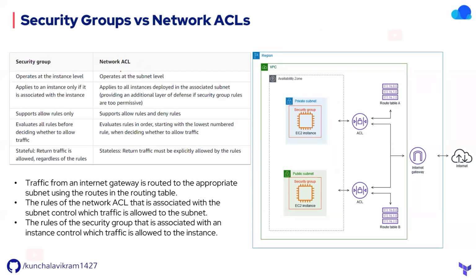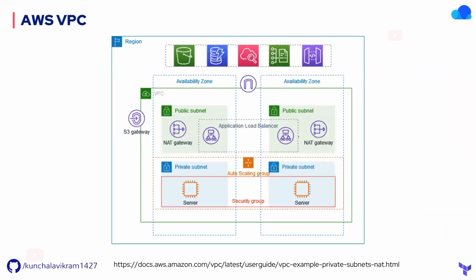Then what is the difference? If you try to allow traffic through a NACL, return traffic is not allowed until you explicitly mention that in the rules. So these are stateless. If a subnet has a NACL and also security groups, both need to be evaluated to decide whether a particular traffic has to be allowed or not. First NACLs and then security groups. So that is about VPCs.